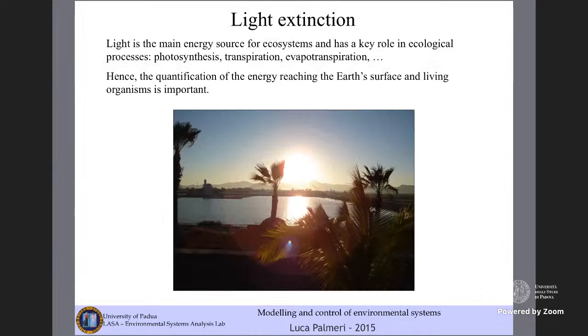Why shall we discuss light extinction? You already said that light is the main energy source for ecosystems on the surface of the Earth, and it has a key role in ecological processes like, for example, photosynthesis, transpiration, evapotranspiration, and so on. Hence, the quantification of the energy reaching the Earth's surface and living organisms is important. We have already seen last week an astronomical model that allowed us to evaluate the quantity of solar radiation, so light, that is arriving on the surface of the planet, depending on the solar constant and as a function of the photoperiod, that means the period of the year, as a function of the yearly angle, of the photoperiod, and of the latitude.